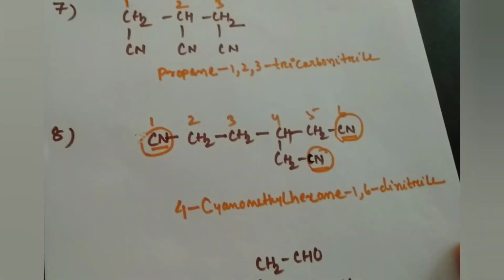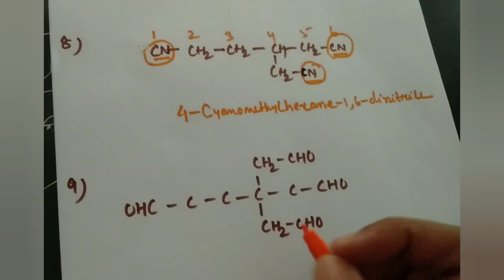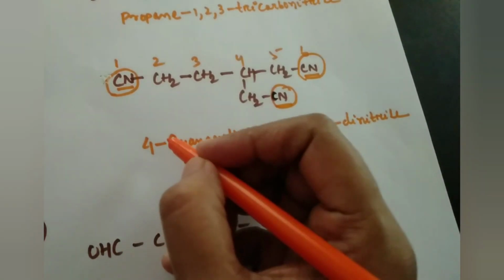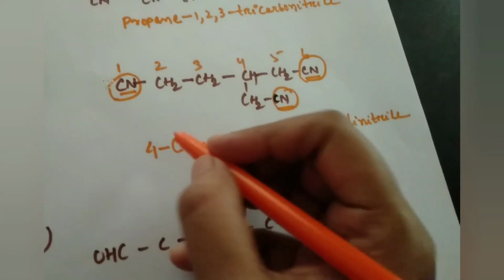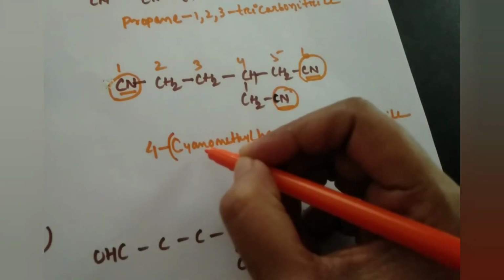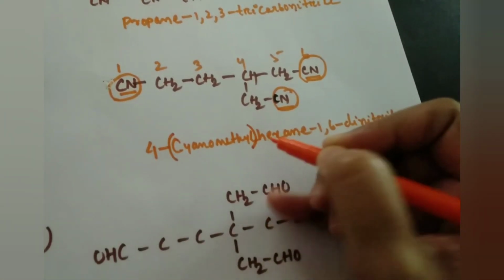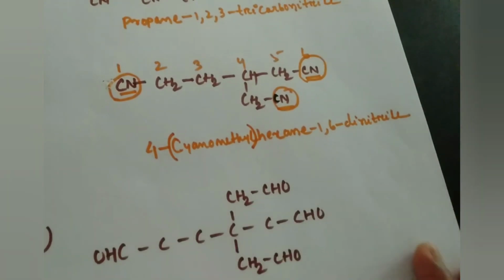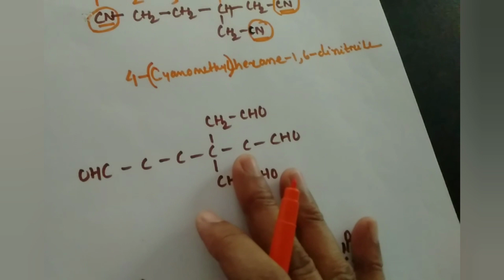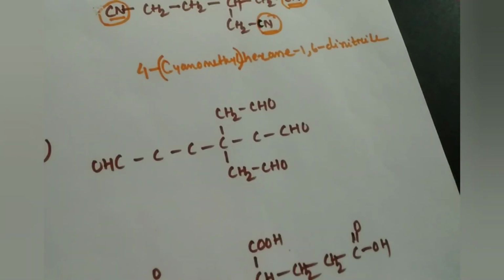Okay, now see here, another compound is there, and another important point is, while you write this cyanomethyl, just put a bracket here. Okay, 4, here it is cyanomethyl. Bracket close. Then hexane 1, 6 dinitrile, because this is a special substituent. Now this is a complex substituent used in this compound.